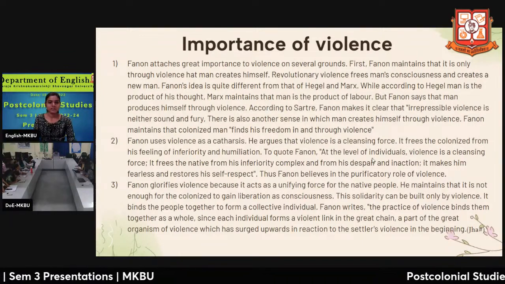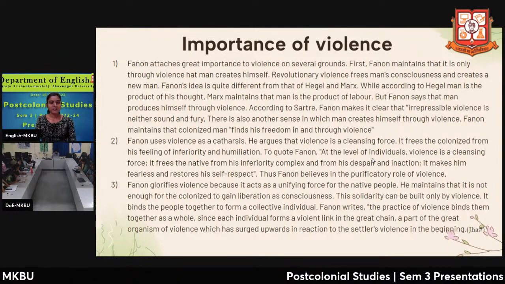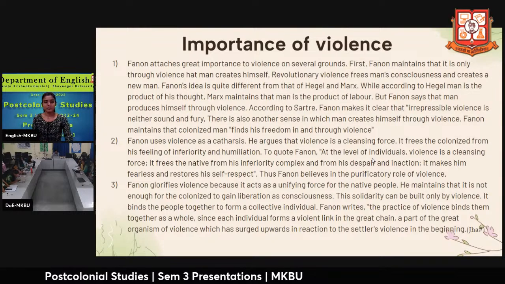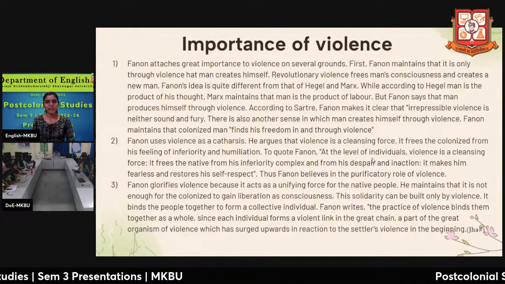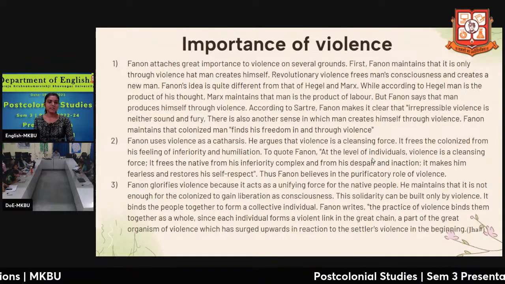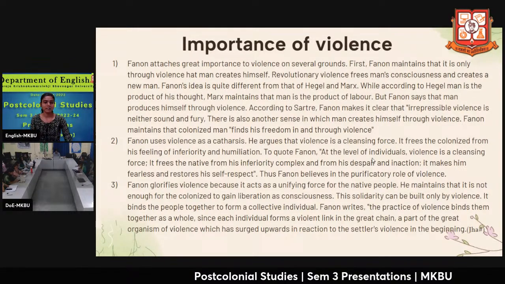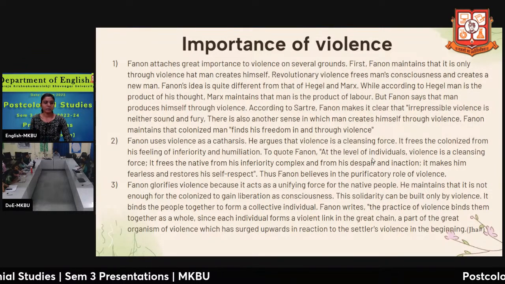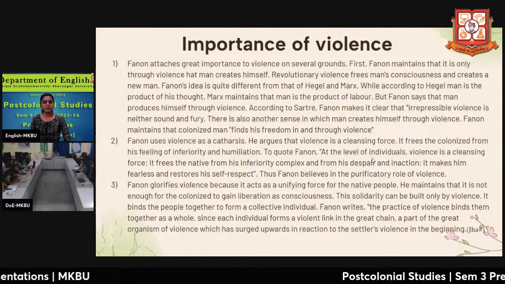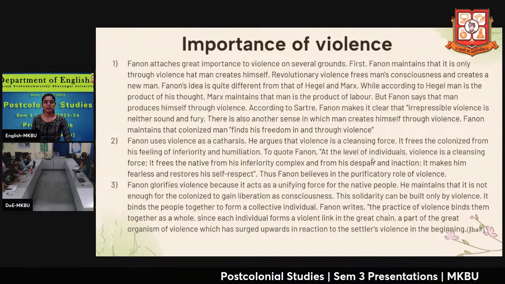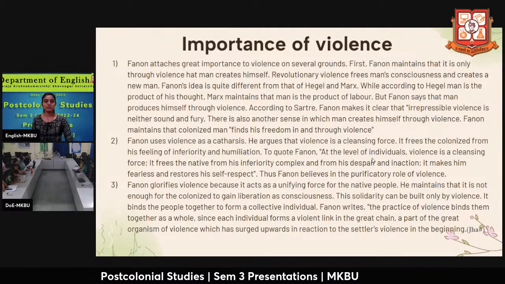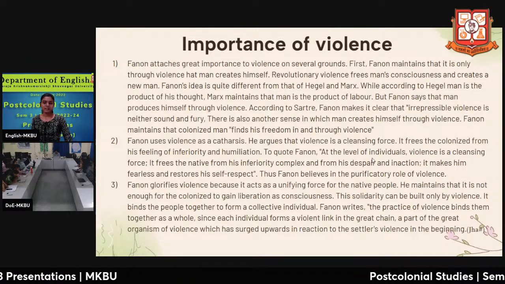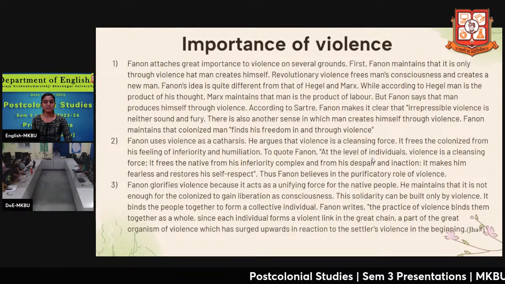Importance of violence. Fanon attaches a great importance to violence on several grounds. First, Fanon maintains that it is only through violence that man creates himself. For revolutionary violence frees man's consciousness and creates a new man. Fanon's idea is quite different from that of Hegel and Marx. While according to Hegel man is the product of his thought, Marx maintains that man is the product of labor, but Fanon says that man produces himself through violence.